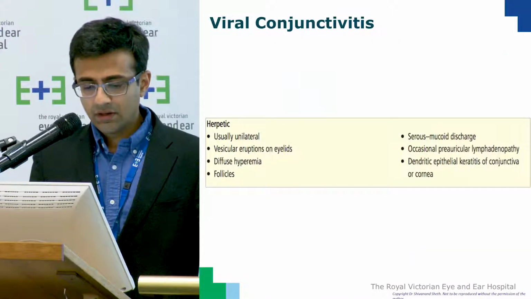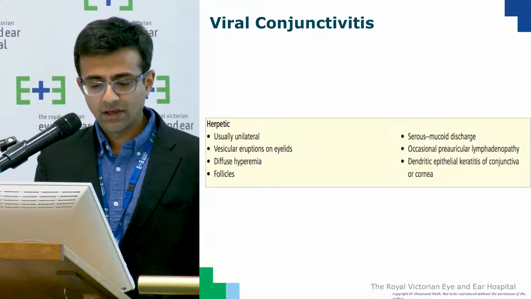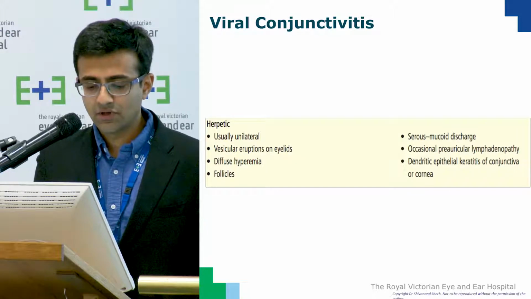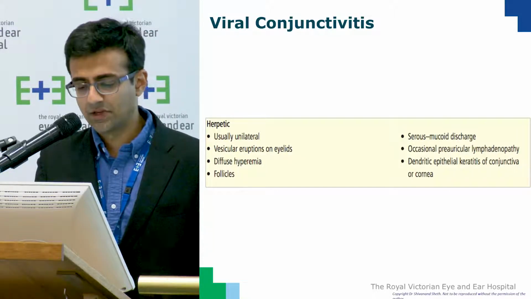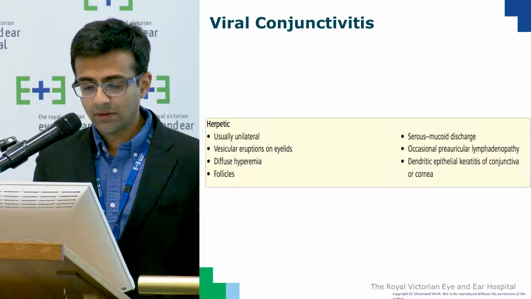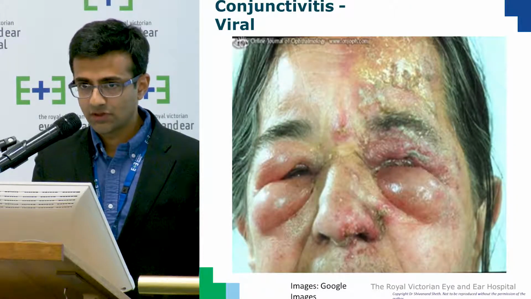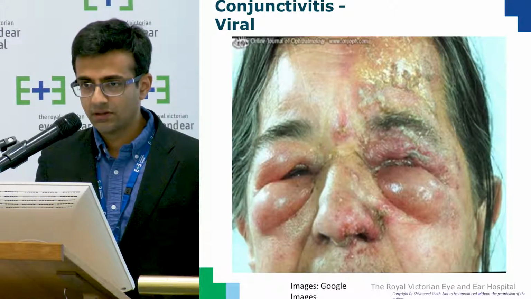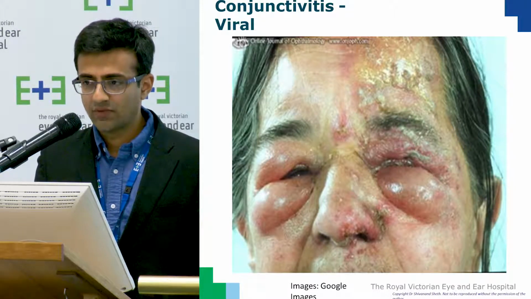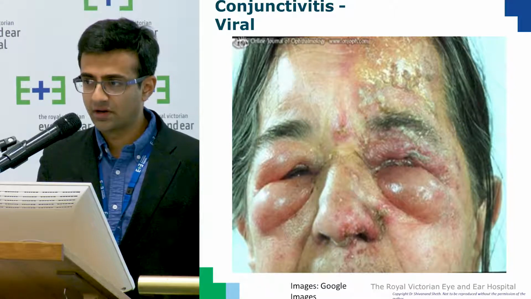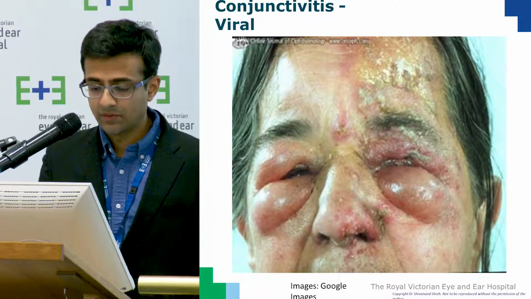So herpetic infections are generally unilateral. There is a history of vesicular eruption on the eyelid or on the face, either shingles or not shingles. The other thing is that herpes zoster viral infections tend to be active only during the time of the active shingles episode. They don't recur, unlike herpes simplex.